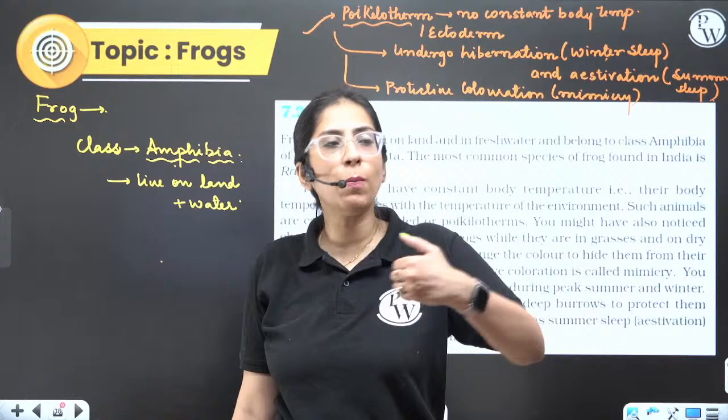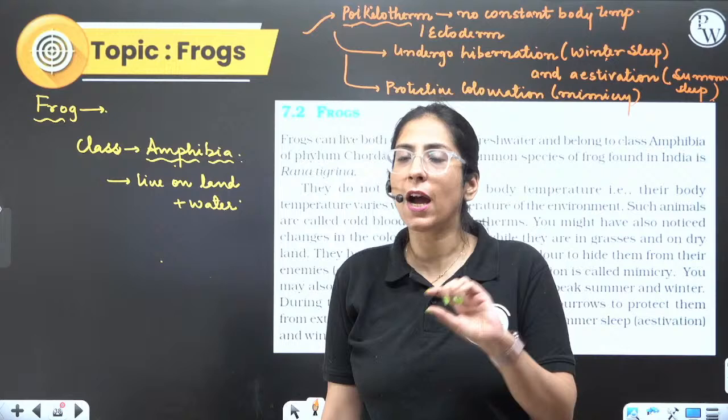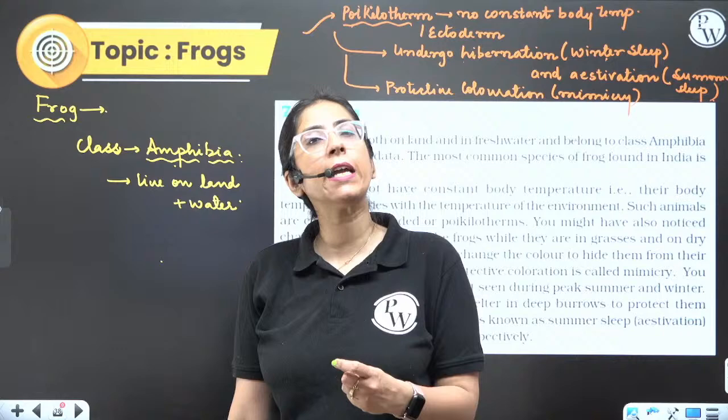So they used to lay egg there, and in the whole life cycle they have a tadpole also. Without tadpole they cannot complete their life cycle. So tadpole is very much similar to fishes, because they have gills just like that of a fish, and that gives us an idea that they are evolved from fishes.